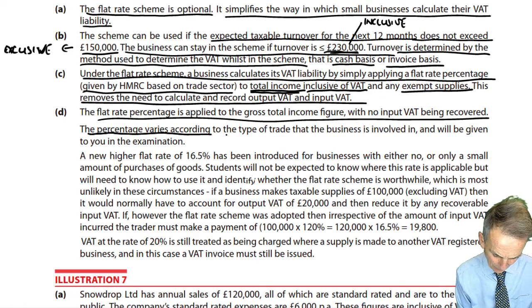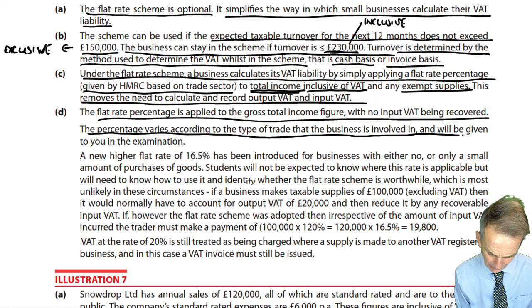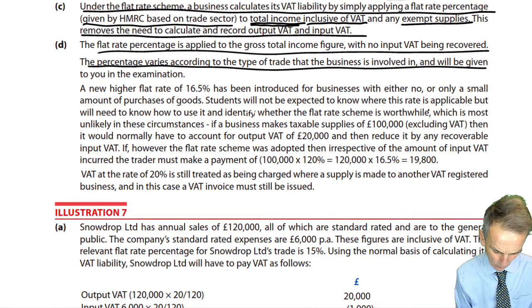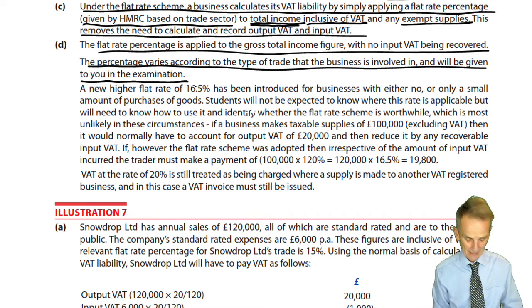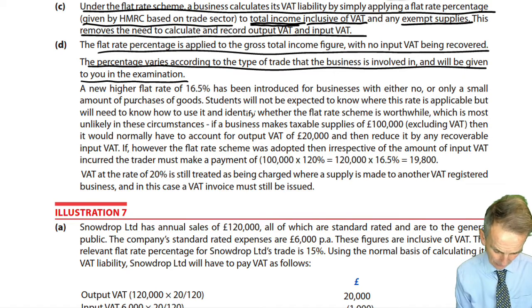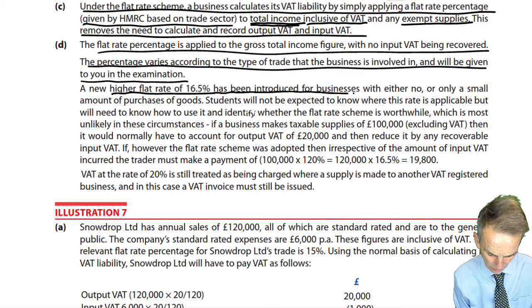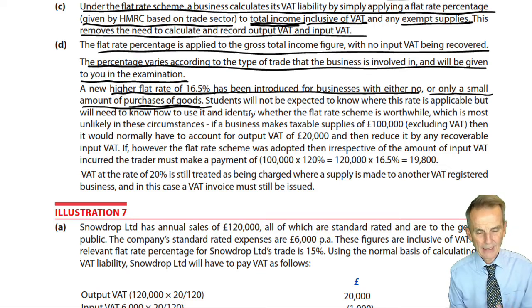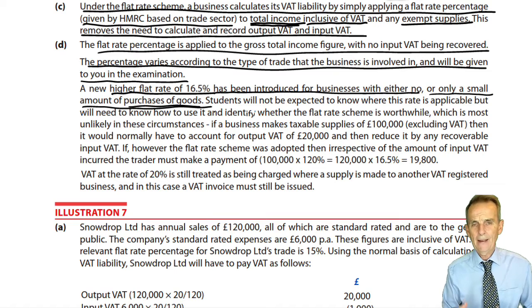As we said, the percentage varies according to the type of trade and the business that it is involved in. And as we've said all along, it will be given to you in the examination as it is given to the trader in practice. There is one new thing that came in a few years ago. A new higher flat rate of 16.5% has been introduced for businesses with either no or only a small amount of purchases of goods. Again, it is not a number that you have to memorise or know where it is applicable. If it is applicable, you will be told that.